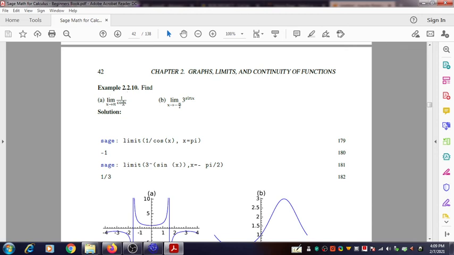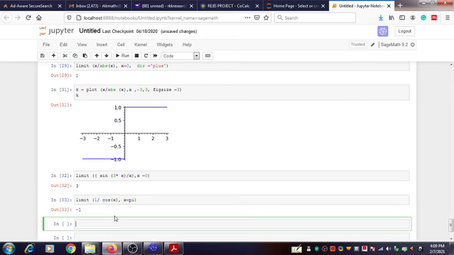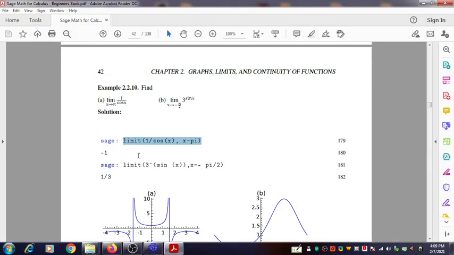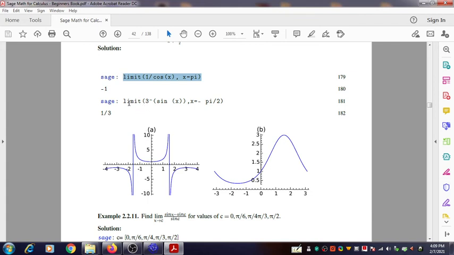You have to find the limit of 1 by cos x as x tends to pi. For that you can write the command limit of 1 by cos x comma x equal to pi, and we are going to use that in SageMath. Then take the output. Yes, -1 is obtained. So it's not a very big task actually. Very simple calculation, simple typing and simple procedure.